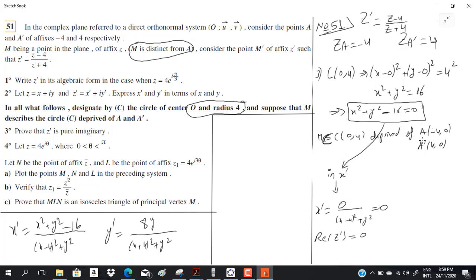Deprived of the points A and A prime, it means without the points of intersection with the y-axis. Since these two points have ordinate 0, it means that y is not equal to 0. If you substitute this in y prime, the numerator is not equal to 0, so y prime is not equal to 0. So the imaginary part of z prime is not equal to 0. But the real part equals 0 and the imaginary part is not equal to 0. So z prime is pure imaginary.